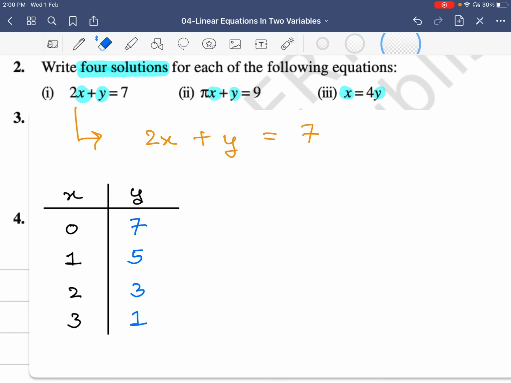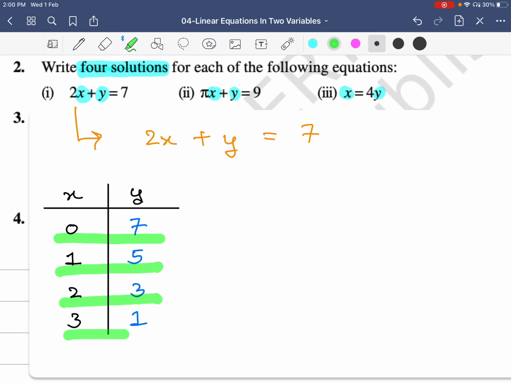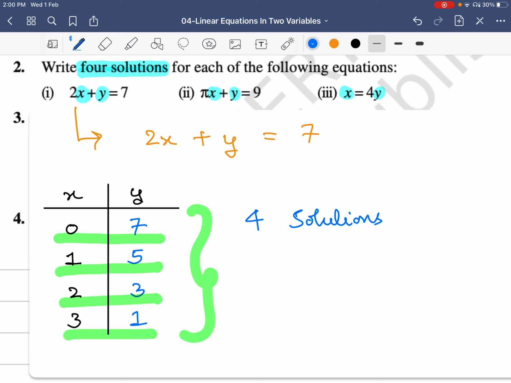Yes. And now, for this equation, 2x plus y equal to 7, I have randomly taken 4 values of x and I have got the 4 values of y. So this is, in fact, I'm going to use a highlighter now. This is the first solution. This is the second solution. This pair is the third solution and this pair is the fourth solution. These are all the required 4 solutions of the given equation.